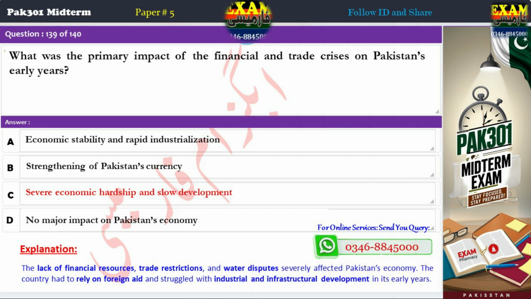Correct answer: C. Severe economic hardship and slow development. Explanation: The lack of financial resources, trade restrictions, and water disputes severely affected Pakistan's economy. The country had to rely on foreign aid and struggled with industrial and infrastructural development in its early years.